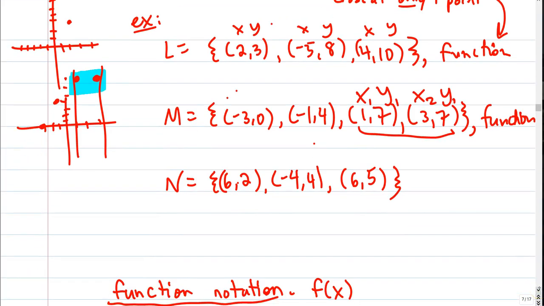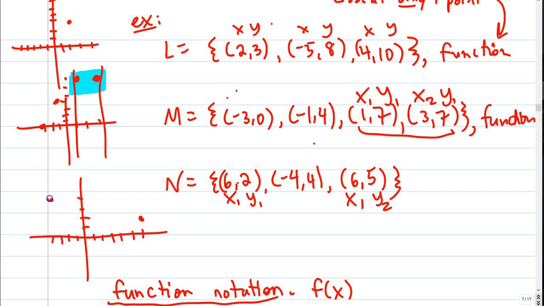Some of you are going, oh, I see it. What do you see? This x shows up twice, and it goes to two different y values. This is not a function. Visually, what would that look like? 1, 2, 3, 4, 5, 6, 2. Negative 4, 4. These two aren't a problem. But the minute I do 6, 5, we got a problem because a vertical line would cross at two points, more than one point. Therefore, this is not a function.